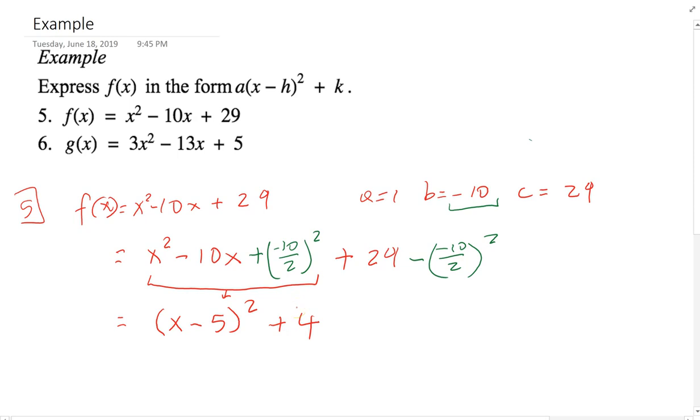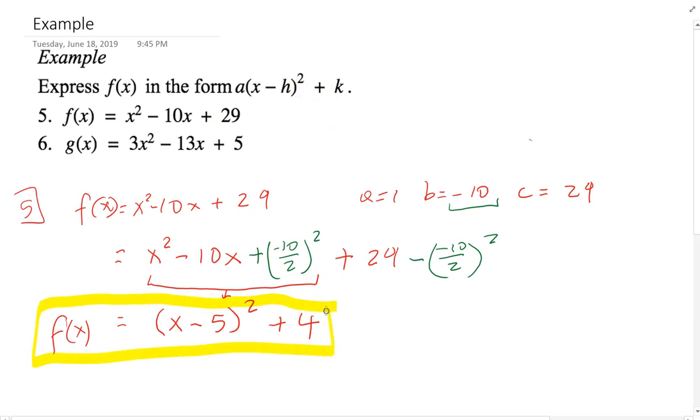So in this form, a(x minus h) squared plus k, your answer will be f of x equals x minus 5 squared plus 4. And that's your final answer.